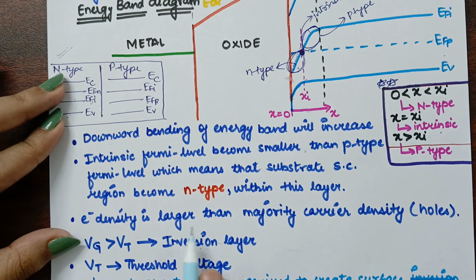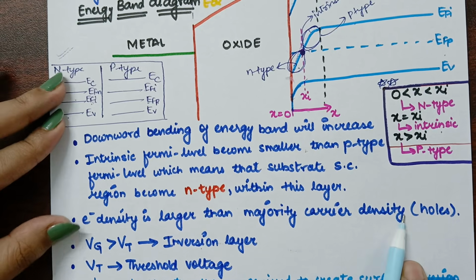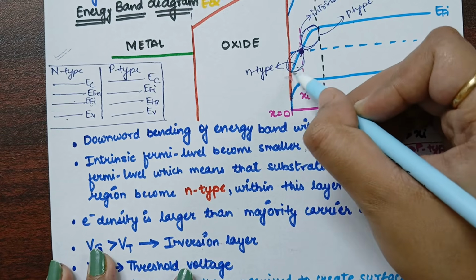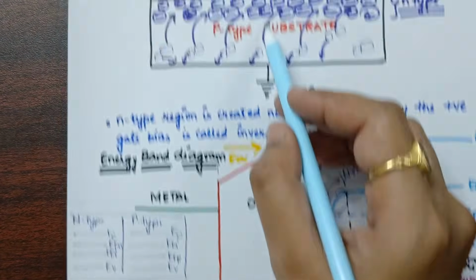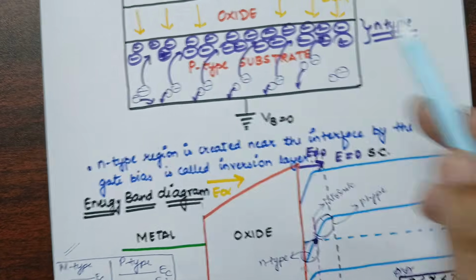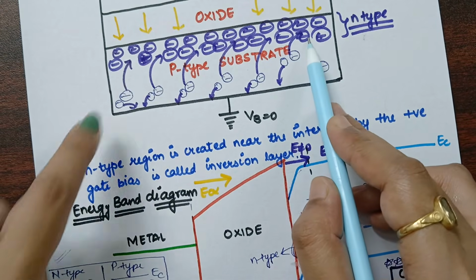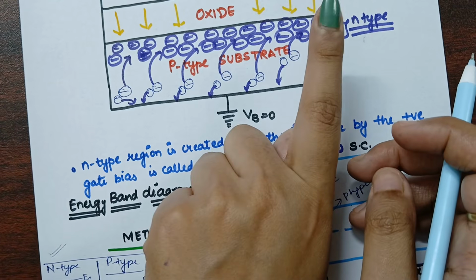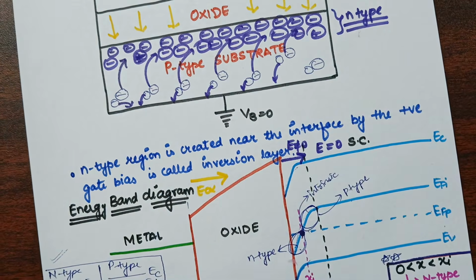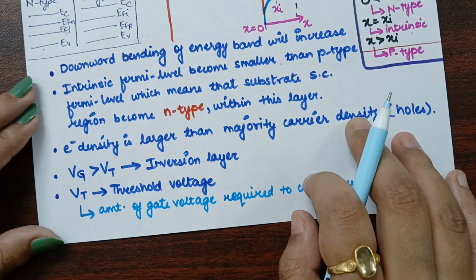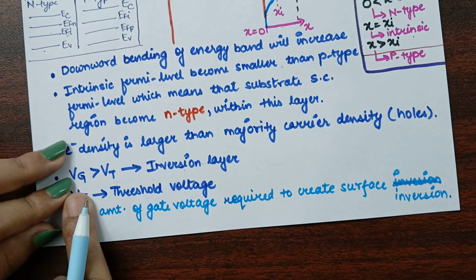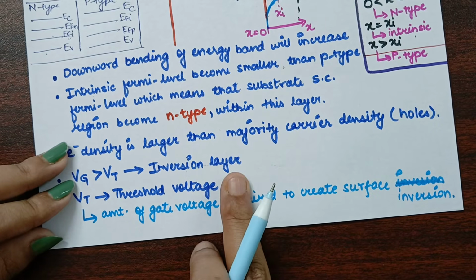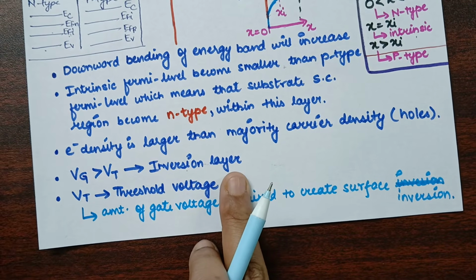And here the electron density is larger than the majority carrier density. Here what you will observe is that the electron density is larger than the majority charge carrier. Here the majority is holes, but the electron density is larger than that of the negative ions or the acceptor ions. And when we apply a gate voltage greater than the threshold voltage, then only the inversion layer will be formed. Inversion layer means inversion of its property.